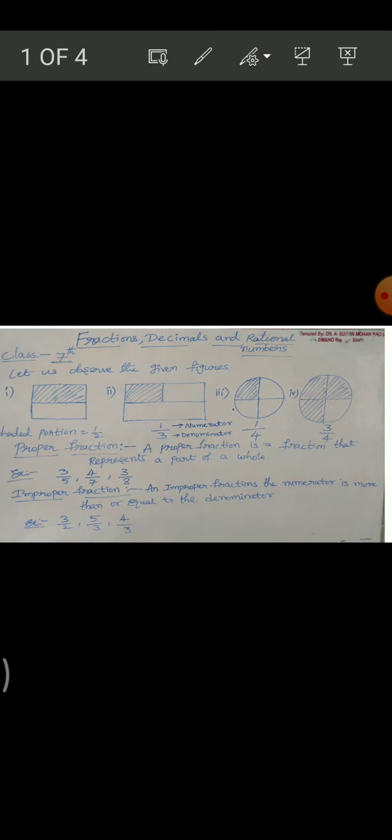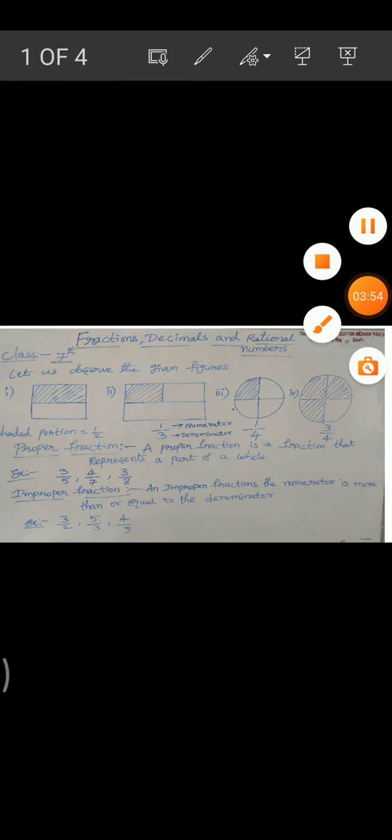Okay, coming to the fourth figure. The fourth figure is also a circle. It is also divided into 4 equal parts. But here the shaded portions are 3. So totally how many parts are shaded? 3 parts are shaded. So how can we write the value of this? That is 3 by 4. So 3 are shaded portions and 1 is the unshaded portion. That's why we write it as 3 by 4.